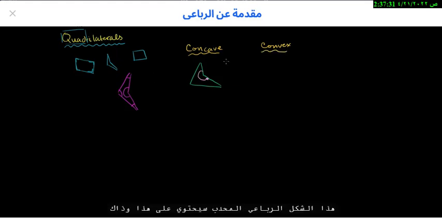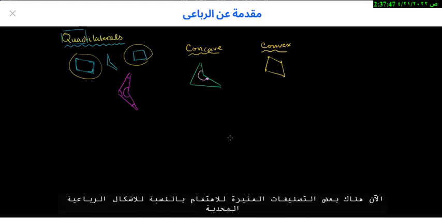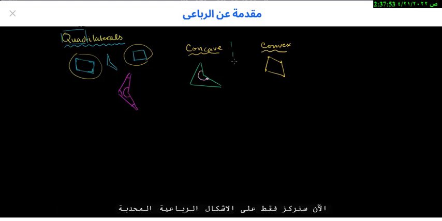So this convex quadrilateral would involve that one and that one over there. So this right over here is what a convex quadrilateral could look like. 4 points, 4 sides, 4 angles. Now, within convex quadrilaterals, there are some other interesting categorizations. So now we're just going to focus on convex quadrilaterals. So that's going to be all of this space over here.